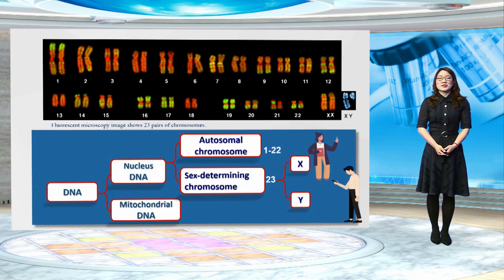Within human cells, there is also a small circular genome known as the mitochondrial DNA. Mitochondrial DNA is inherited only from the mother and is located in the mitochondria, with hundreds of copies per cell.